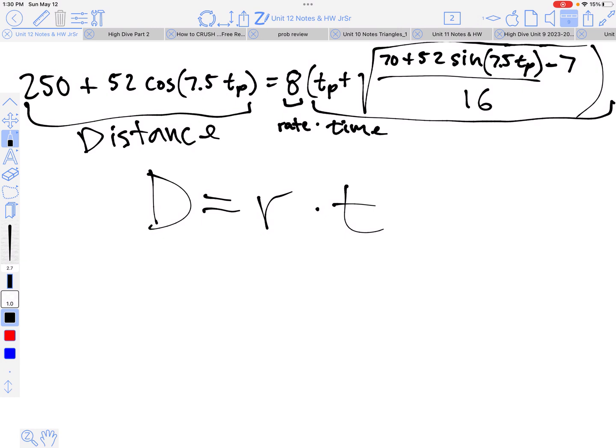So the question is, find how long in seconds from the 3 o'clock position the diver should be on the Ferris wheel for this to be a successful dive. So we want our distance to match up with, so this is the desired distance to match up with the actual distance, which we'll find by doing rate times time.